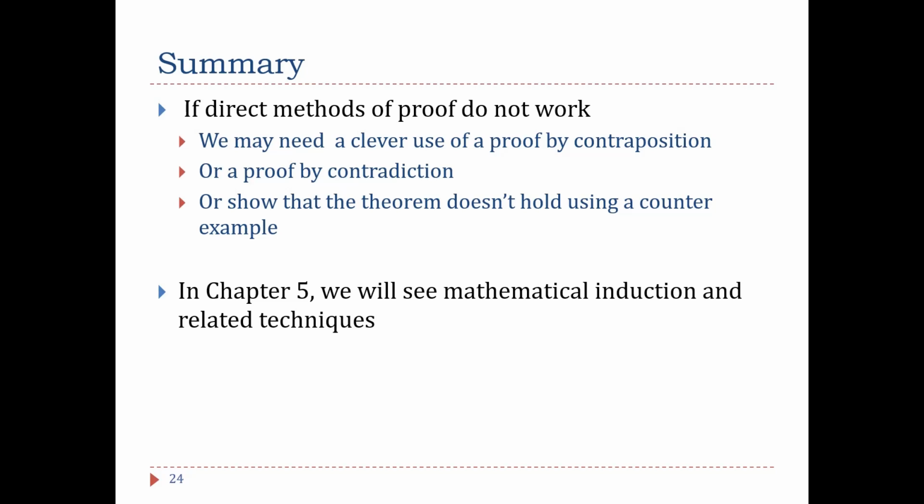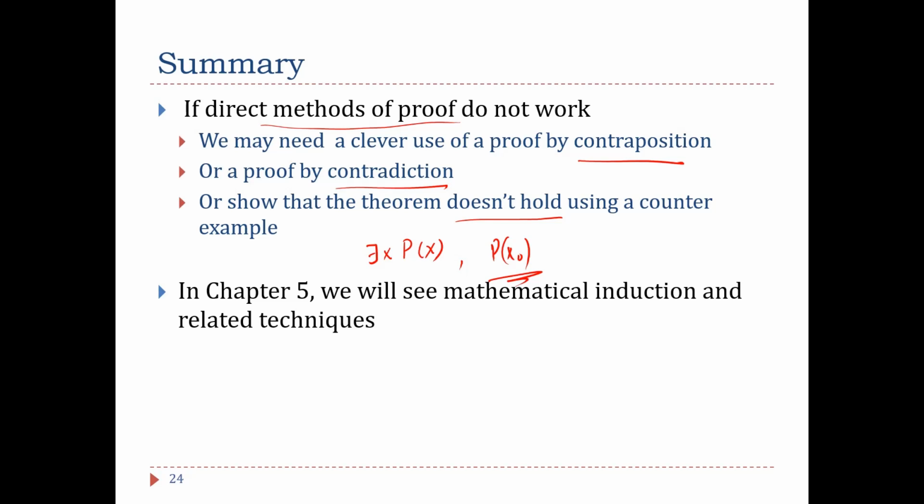So in summary, if direct methods of proof do not work, we may need a clever use of proof by contraposition or by contradiction, or we can show that the theorem doesn't hold using a counterexample, okay? And sometimes when the theorem is about an existential property, a property that is to be proved true for at least one element, then it is sufficient to come up with a particular element for which P of X is true. And we call this constructive proof.